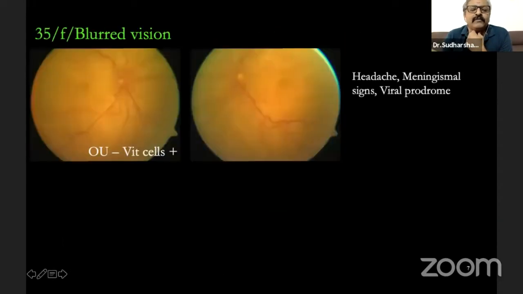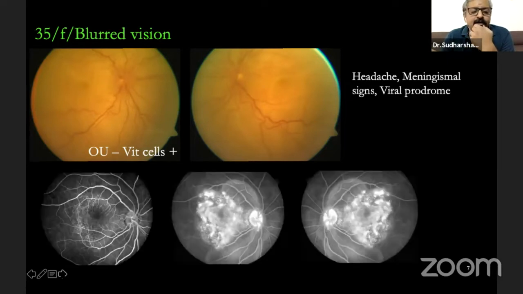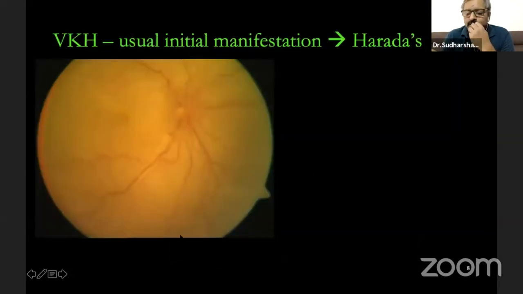To make it simpler with a few examples, this is a 35-year-old female with blurred vision. This is a classical presentation of disc edema with subretinal fluid and headache. This patient came with headache, meningismal signs and a viral prodrome. This patient had bilateral involvement, so we were dealing with an inflammatory condition. Fundus fluorescein angiogram confirmed the clinical suspicion of Harada's disease. This is a typical starry sky pattern, or Harada's pattern, of Vogt-Koyanagi-Harada's disease.